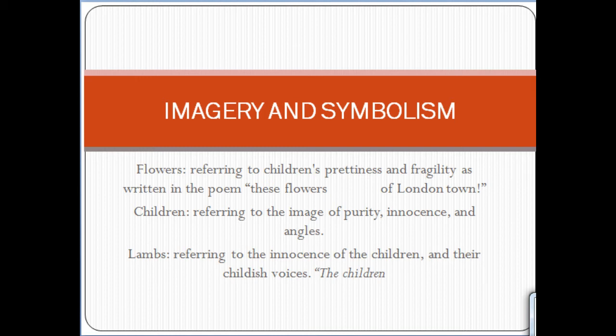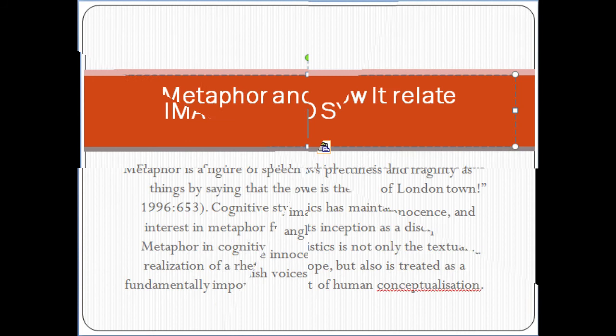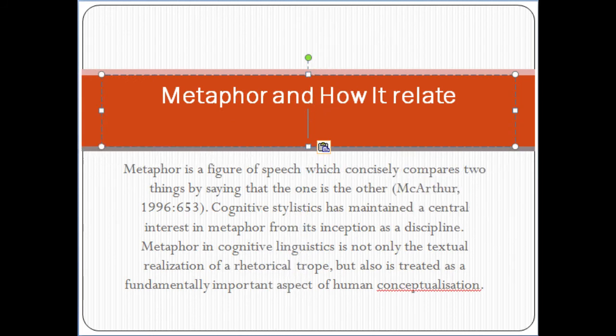Metaphor and how it relates. In this poetry, metaphor is a figure of speech which consciously compares two things by saying that the one is the other. Cognitive stylistics has maintained a central interest in metaphor from its inception as a discipline. Metaphor in cognitive linguistics is not only the textual realization of a rhetorical trope, but also is treated as a fundamentally important aspect of human conceptualization.